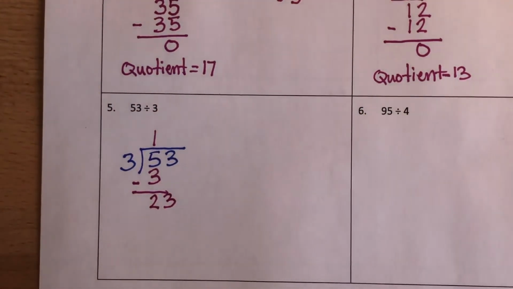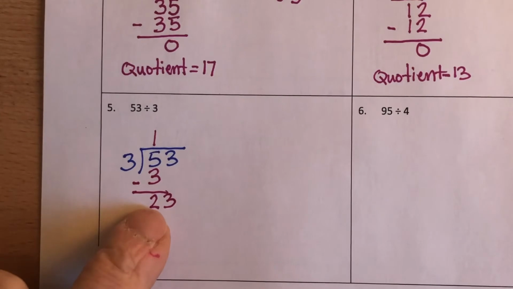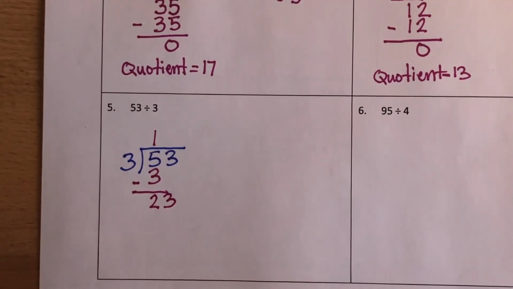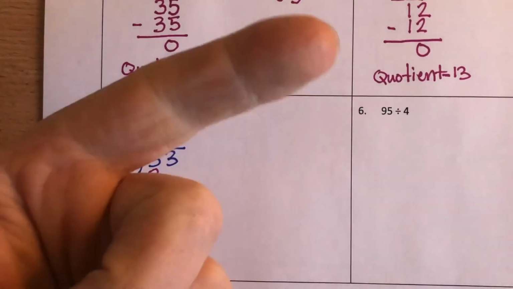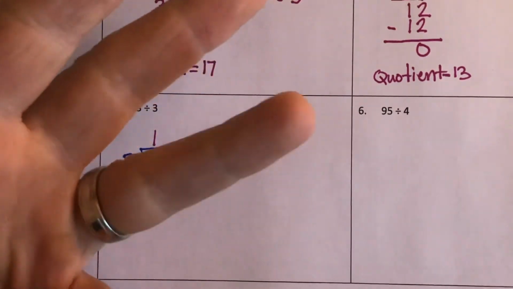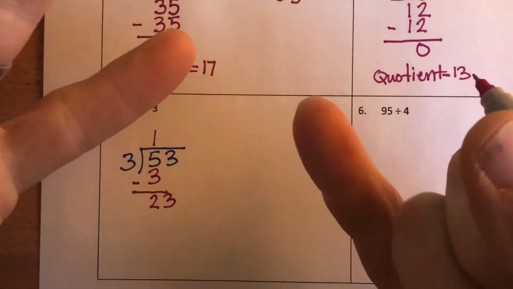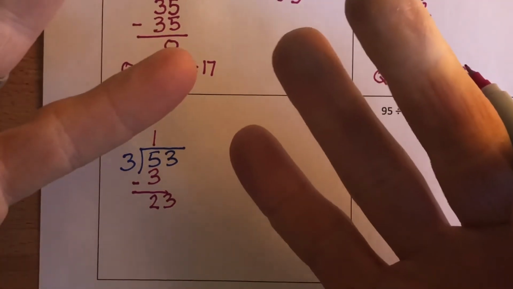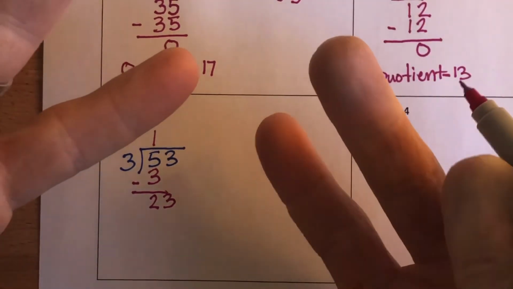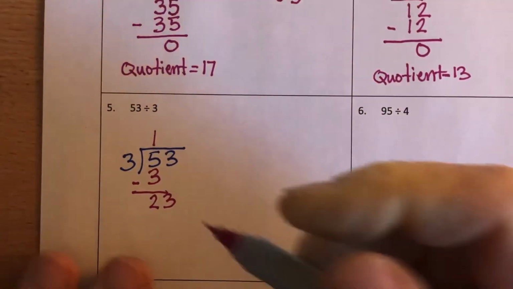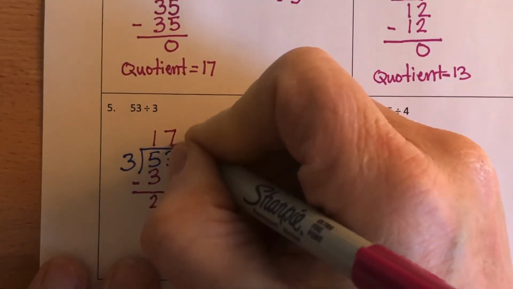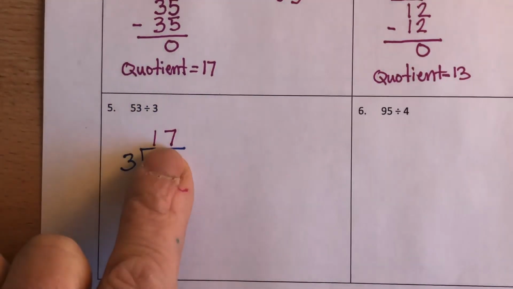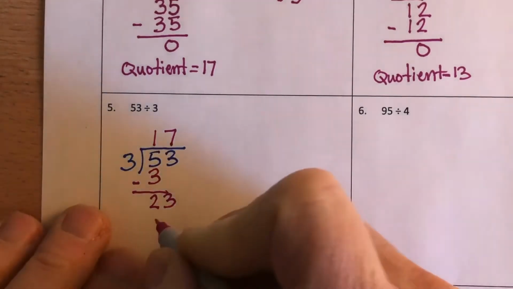How many times does 3 fit into 23? Let's count. 3, 6, 9, 12, 15, 18, 21, 24. Ooh, 8 times is too many, so I gotta back off. It's 7. 7 threes is 21, so this fits into 7 times. Right there, you see that? So 7 times 3, that was 21.